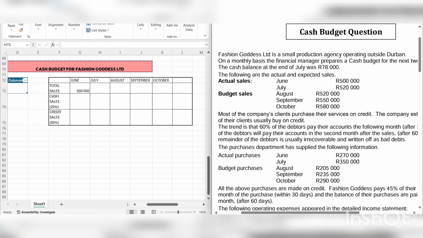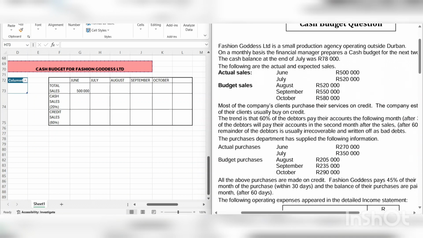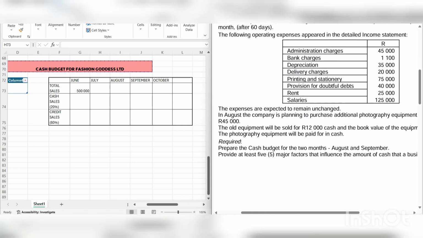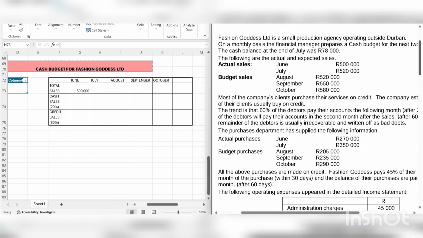But before you do your debtors collection, you have to find out how much of the sales were cash sales and credit sales. So firstly, you draw up your table like this. You can see June, July, August, September, October. And if we look at the information above, we can see that the cash balance was favorable at 78,000. And if we go down, it says we want to prepare the cash budget for August and September.